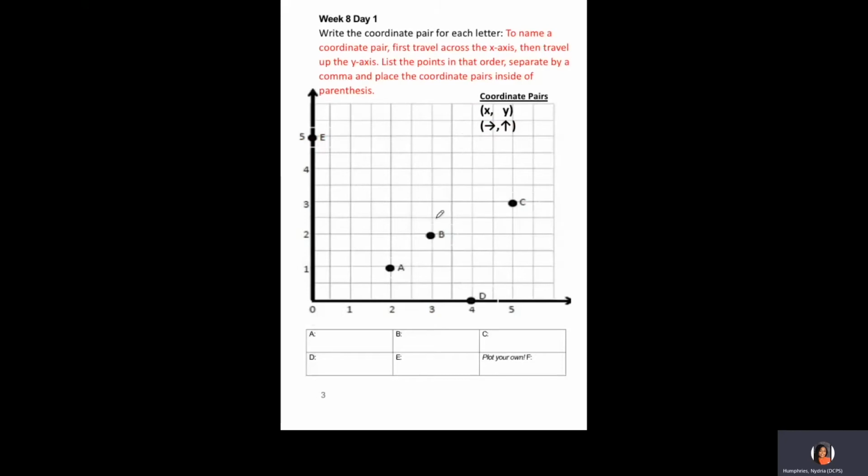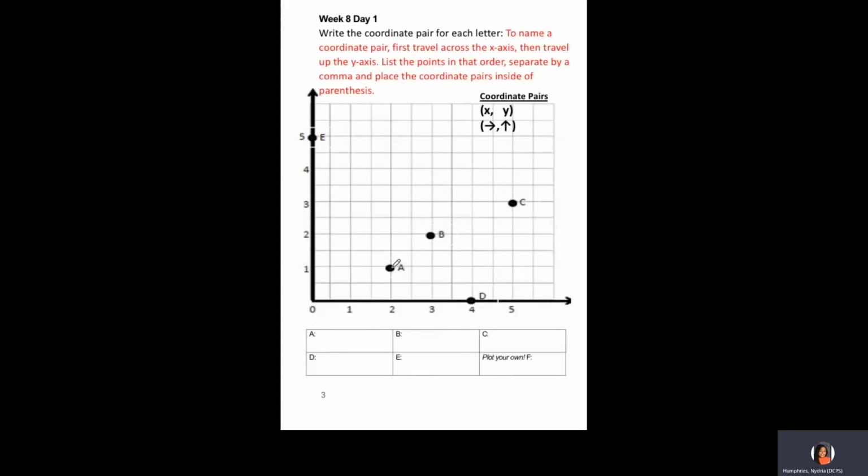So after you go up on the y-axis, you're going to list the points in that order. See, X, you list X, and then you list Y. I have the arrows here to remind you that you go across the x-axis first, which is the horizontal line, and then you go up the y-axis, which is this line going up. All right, so let's start with A. So we're going to go across the x-axis, and we stop at 2 because 2 is aligned with A here. And then we're going to go up to A. So we went across 2 and then we went up to A.